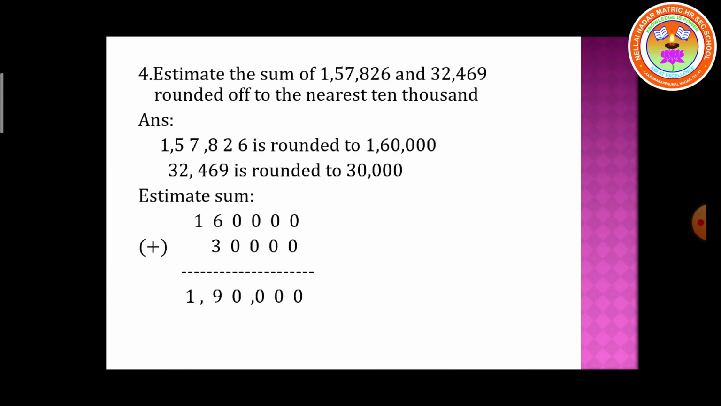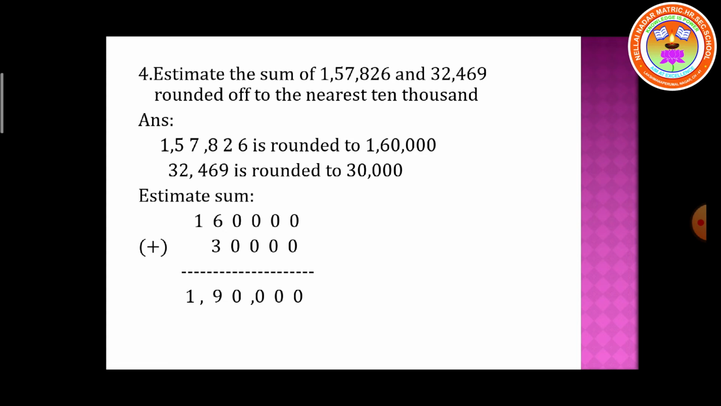Okay children. Now problem number 4. Listen to the question carefully children. Estimate the sum of 1,57,826 and 32,469. Round off to the nearest 10,000. First, what is the meaning of sum children? Plus. That means you have to add both the numbers. Difference means what? Subtraction. But now in this question they asked you to estimate the sum. So sum means you have to add the numbers. And they ask you to round off to the nearest what? 10,000. Okay children. Now let us move on to the solution.